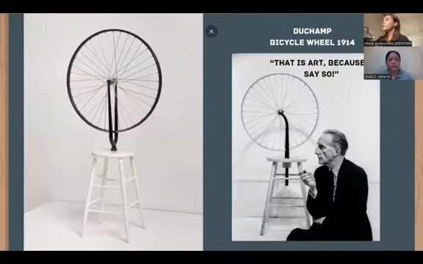Duchamp also had a bicycle wheel in 1914, and he called it art because I say so. You can just search it. What's the meaning of that bicycle wheel?